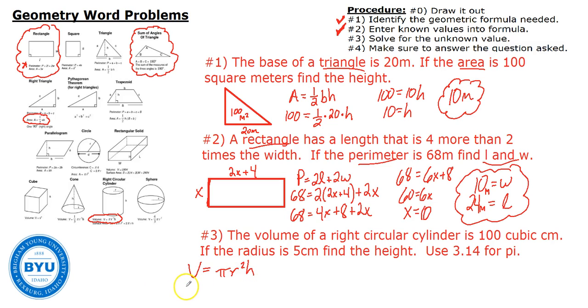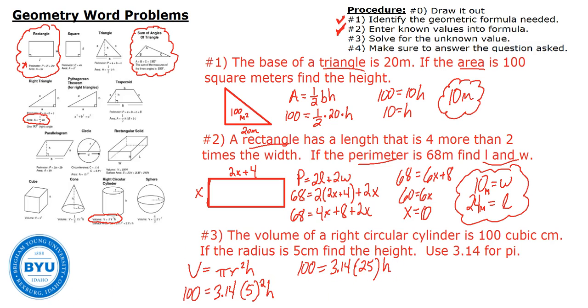I know that the volume is 100. I've got pi. They told me to use 3.14. I've got the radius, which is 5, so that's squared. And then I've got h here. Okay. So I'm going to go ahead and do 5 squared. That's 25. So it's 100 equals 3.14 times 25 times h.